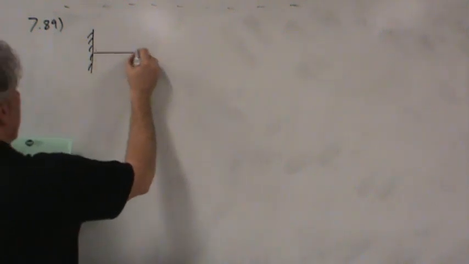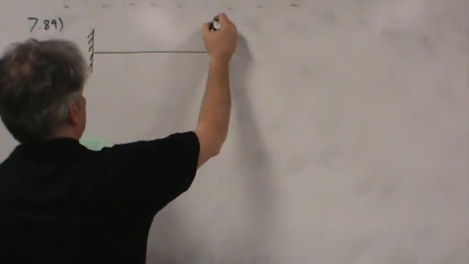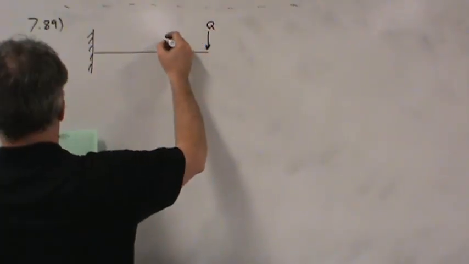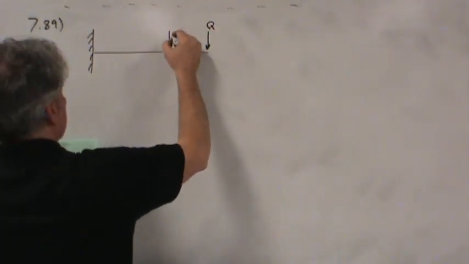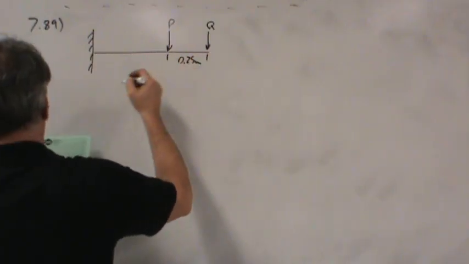diagrams. I did both at once. Let me show you why. Let's just start off by looking at the beam. So there's the wall support, the beam is off to the right, Q acts out at the end as a point load, and P acts at 0.25 meters from Q.